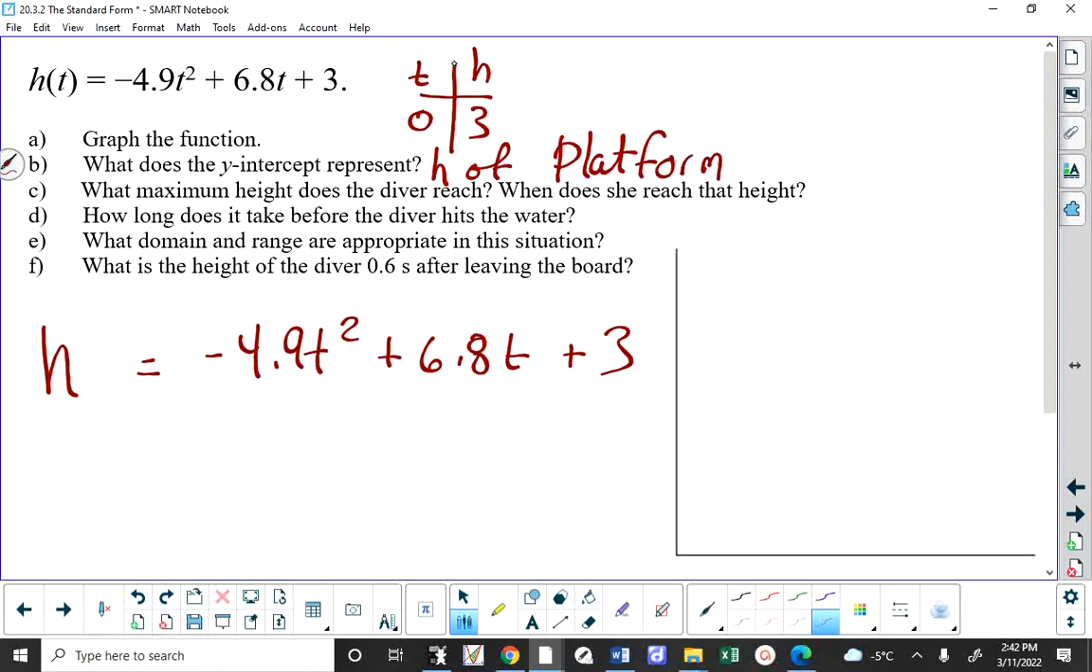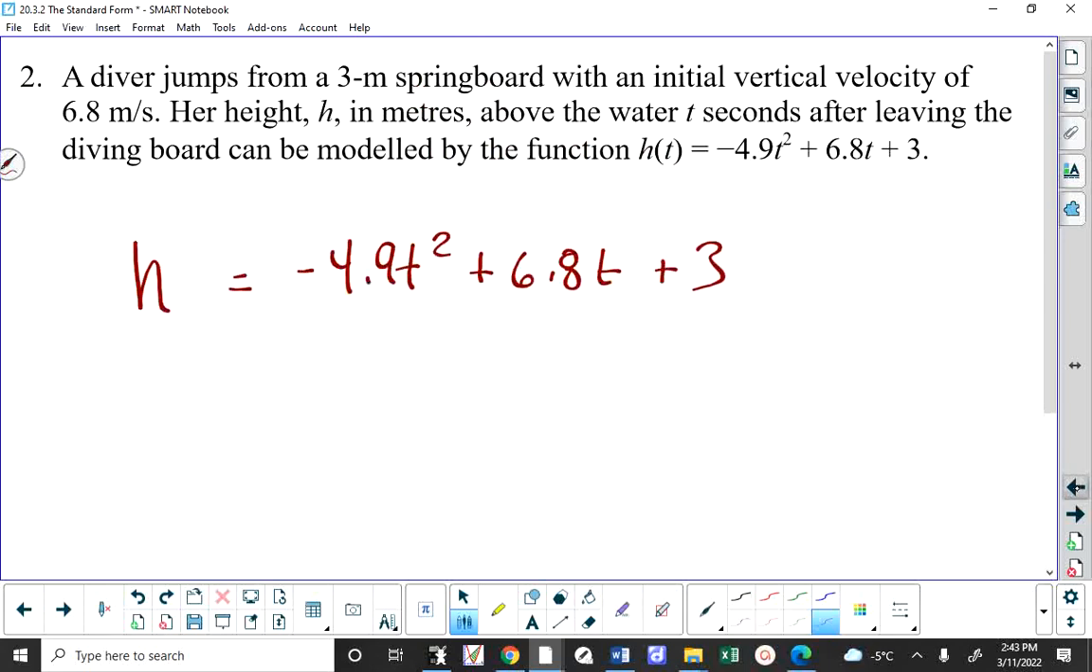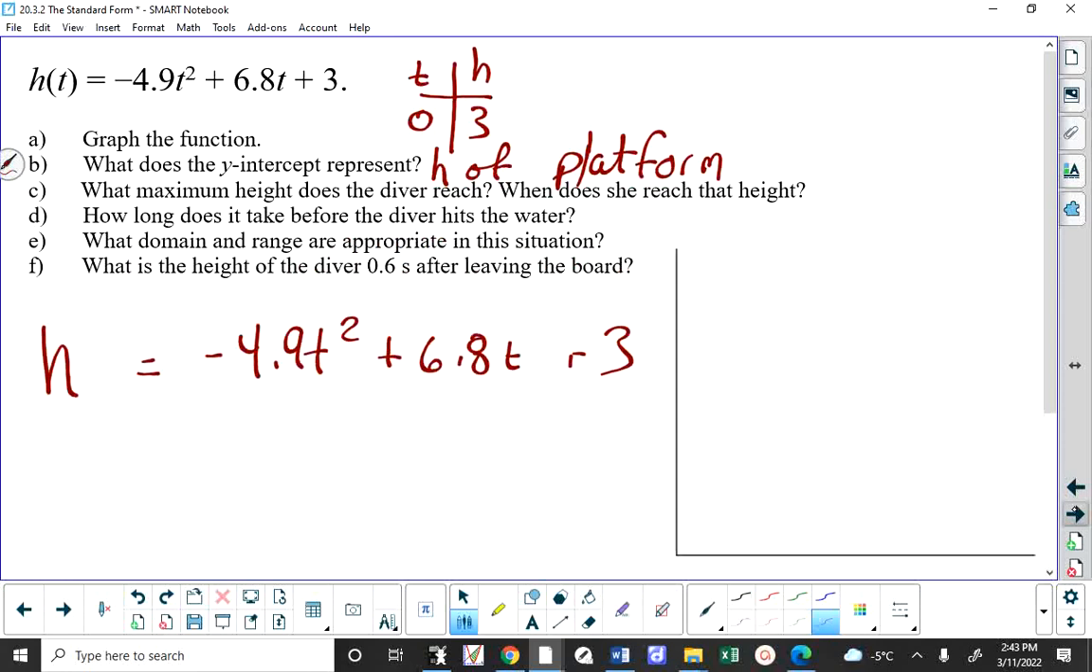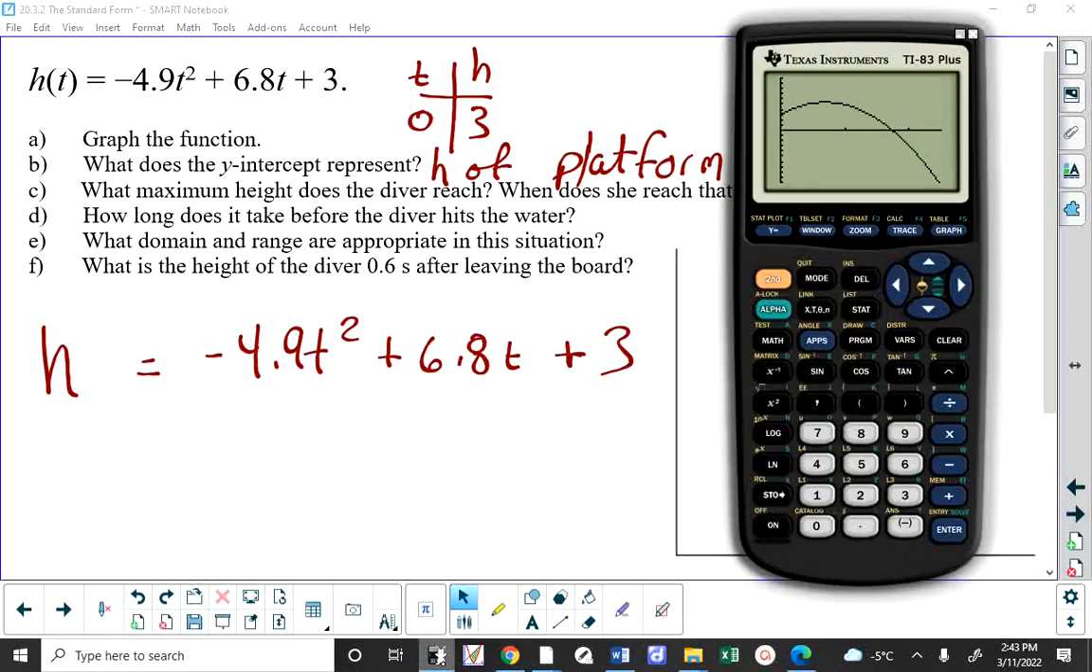I don't know if it says diving platform or diving board. I guess we can go back and look. Springboard. I hope you're not upset that I'm using platform instead of springboard. It's her initial height. What maximum height does she reach? I guess you need to find the vertex, don't you?